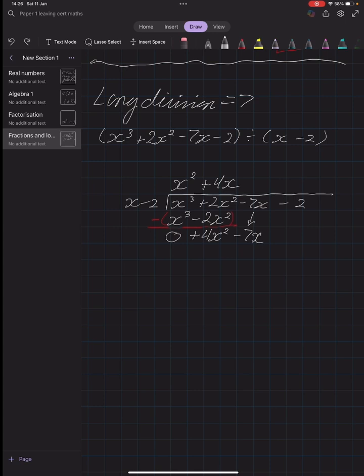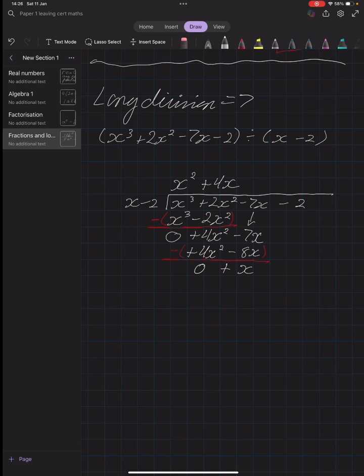So 4x multiplied by x is plus 4x squared. 4x multiplied by minus 2 is minus 8x. And again, I'm going to minus these from one another. So again, 4x squared minus 4x squared is 0, as it should be. Minus 7x minus 8x is plus 8x. So minus 7x plus 8x is plus x.